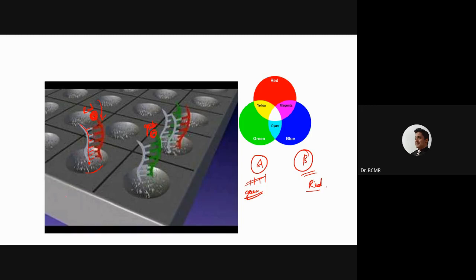If a spot is giving only red color, what would that mean? That means only B has this particular gene, but A may not have it. And in the second one here, only green color, which would mean that only A has that particular gene, not B. And for this gene, both green and red are there, which would mean that this gene is common in A as well as B. That is what the implied meaning is.